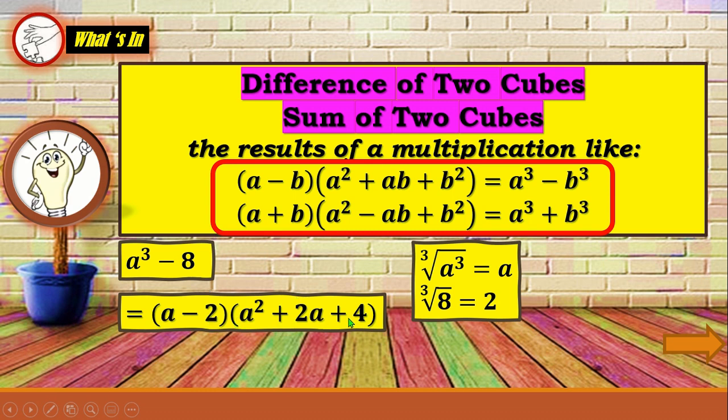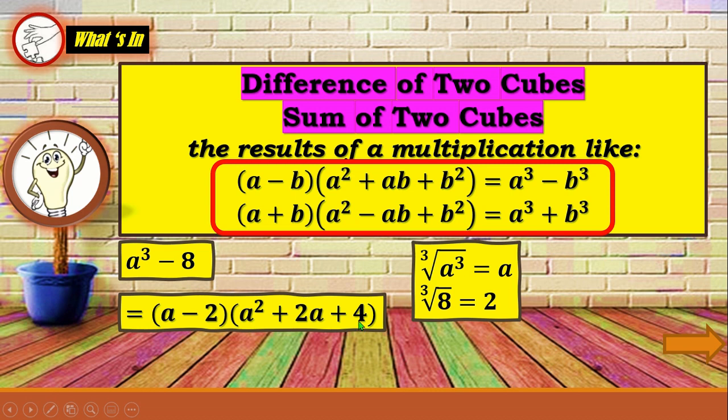Now let's work on our trinomial. Here we square the first term of our binomial. So look at my mouse. A squared is a squared. Then we multiply the first and the second term. That's 2a. And then we square our last term.